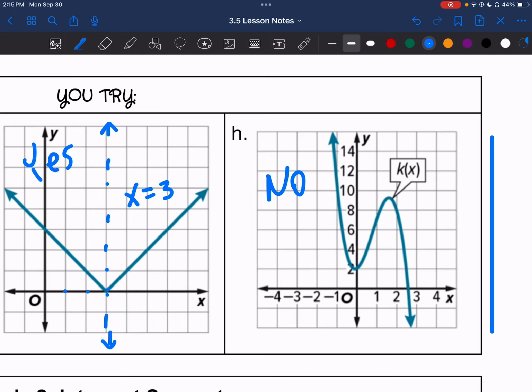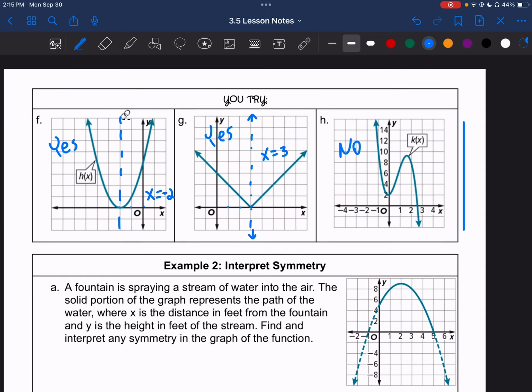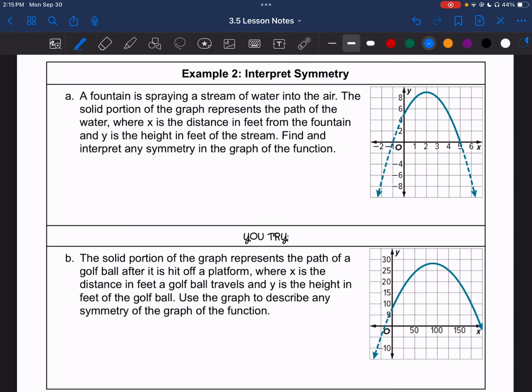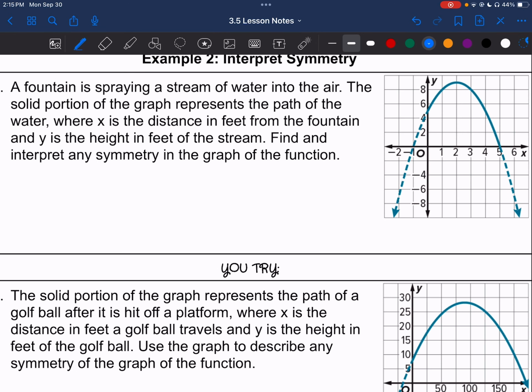Now, if we look at letter A in example 2, interpret symmetry. A fountain is spraying a stream of water into the air. The solid portion of the graph represents the path of the water, where x is the distance in feet from the fountain and y is the height in feet of the stream. Find and interpret any symmetry in the graph of the function.